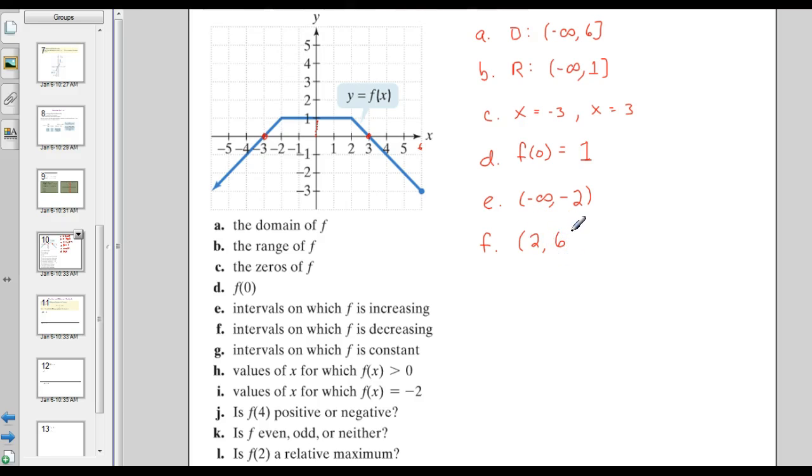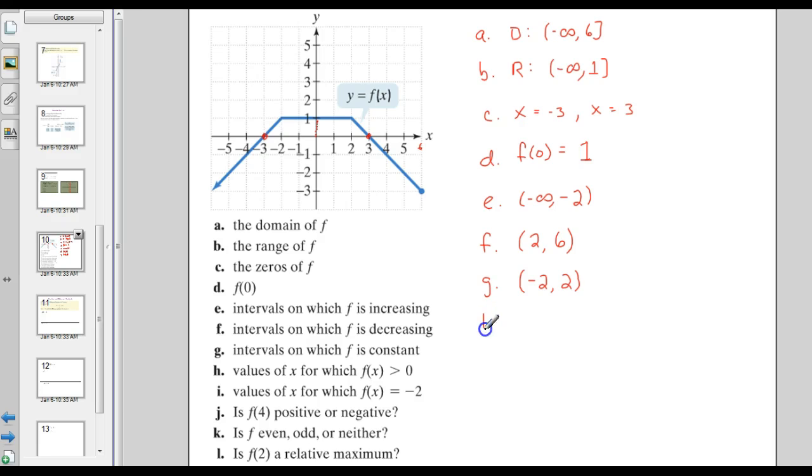Even though that's a closed dot, we still use a parenthesis because it's not decreasing at 6, because it stops. It's only decreasing on the left side of 6. It's not decreasing on the right side of 6. So 6 can't be included in the interval where it's decreasing. So just remember parentheses on both ends for increasing, decreasing, and constant intervals. Constant, it's constant between these two, so from negative 2 to positive 2, and again parentheses on each, because we don't include the endpoints on those intervals.